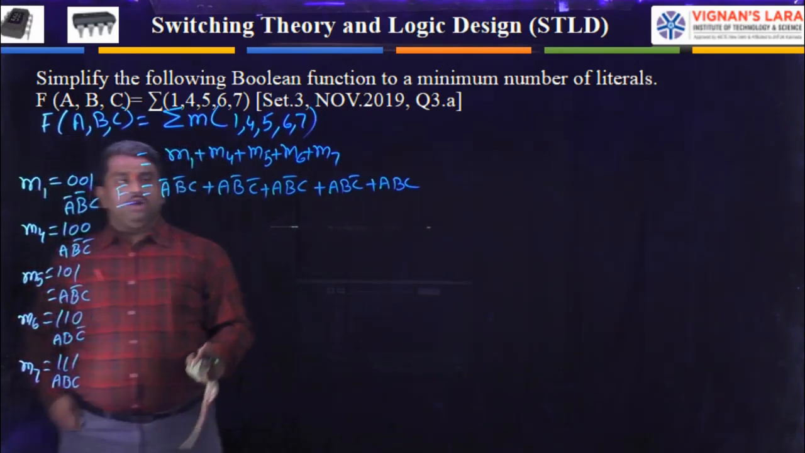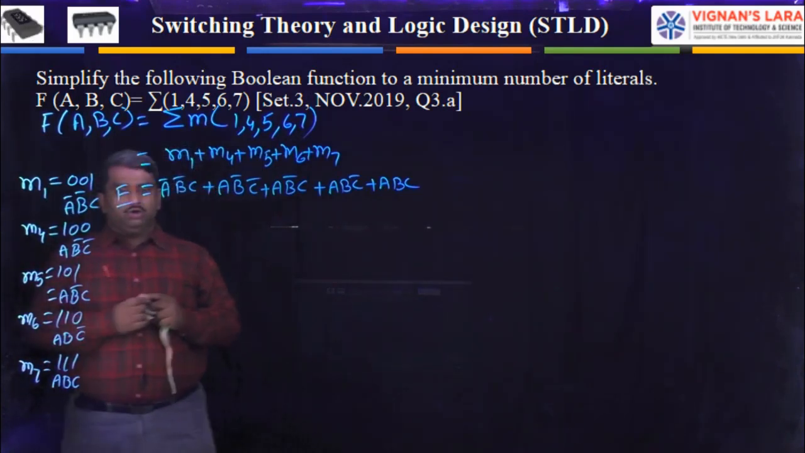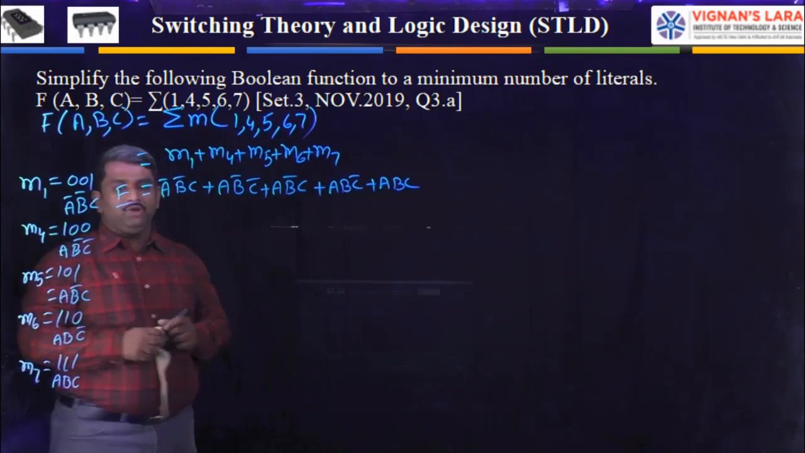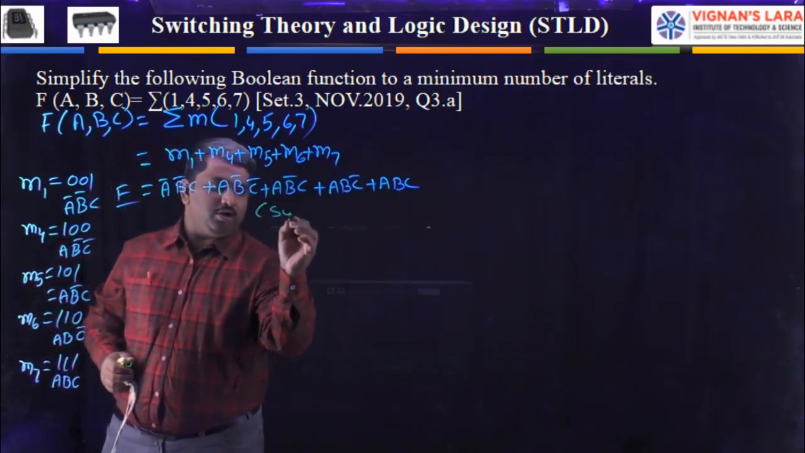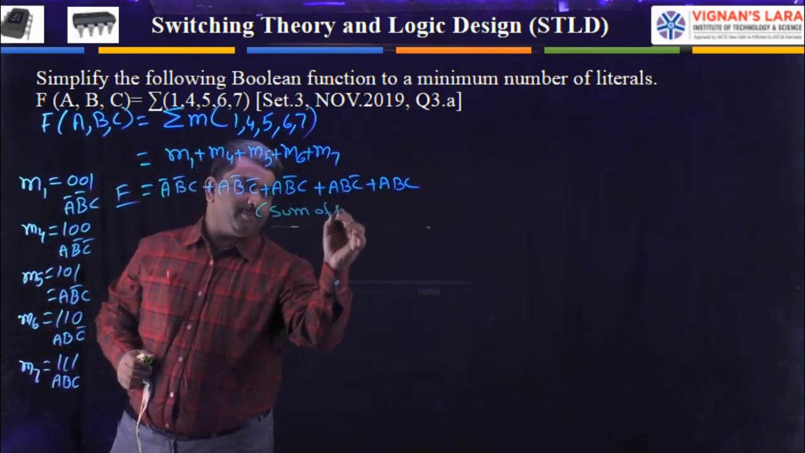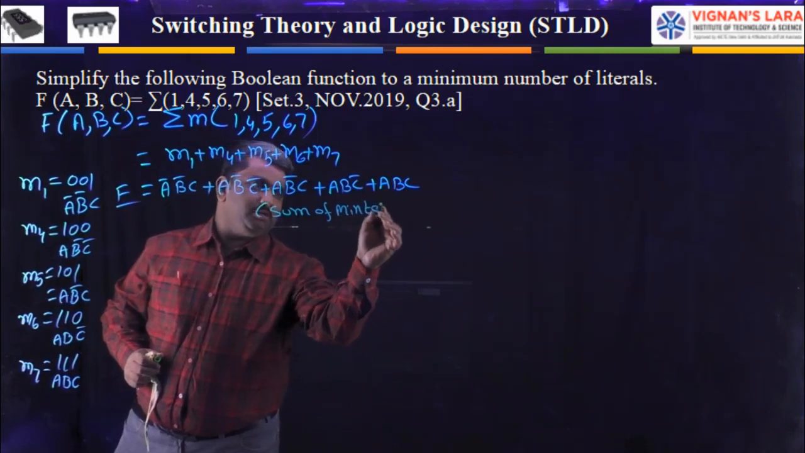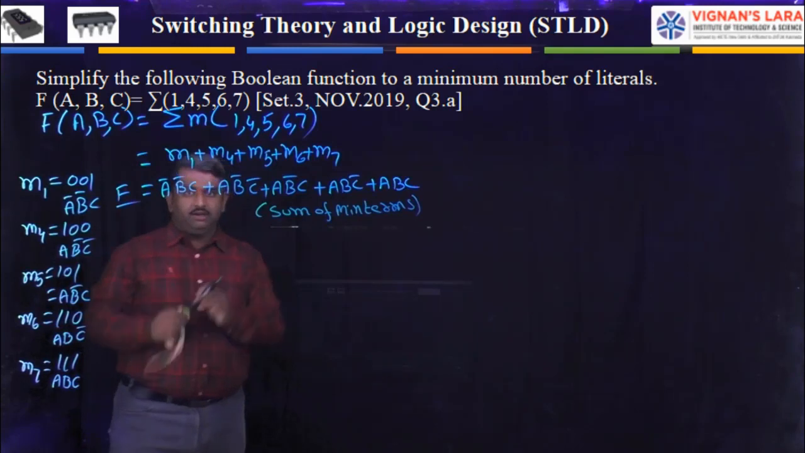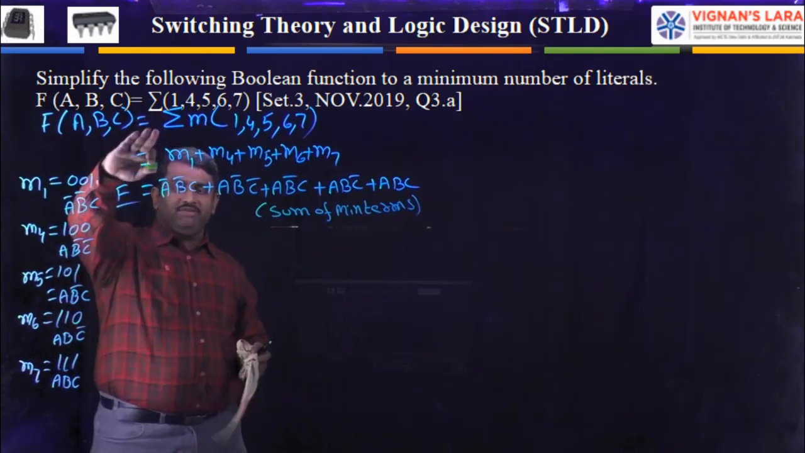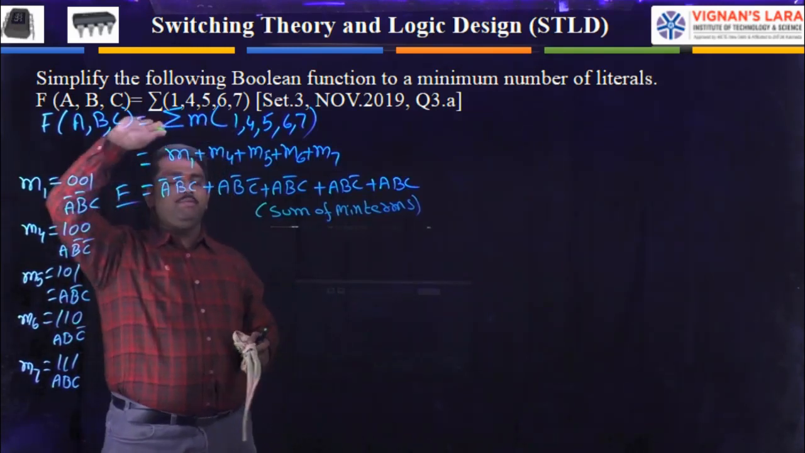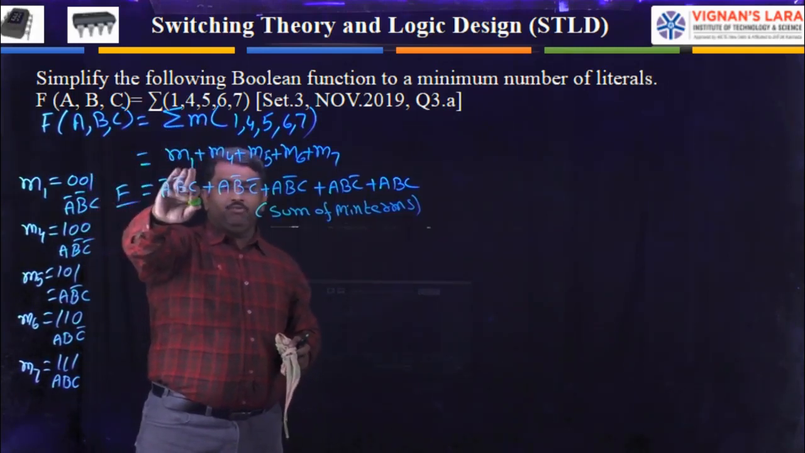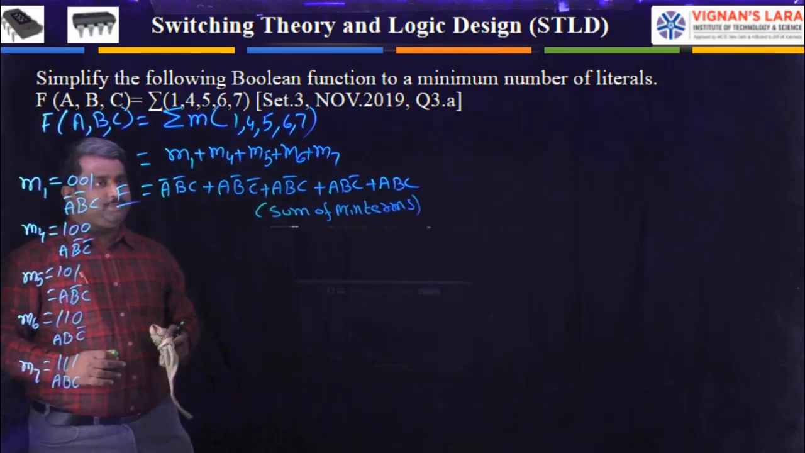Right. Okay, so this is the given function. Now we have written the given function in the form of sum of min terms. Is it clear? Here the given function is sigma m of 1, 4, 5, 6, 7. That is, we have written m1 plus m4 plus m5 plus m6 plus m7.